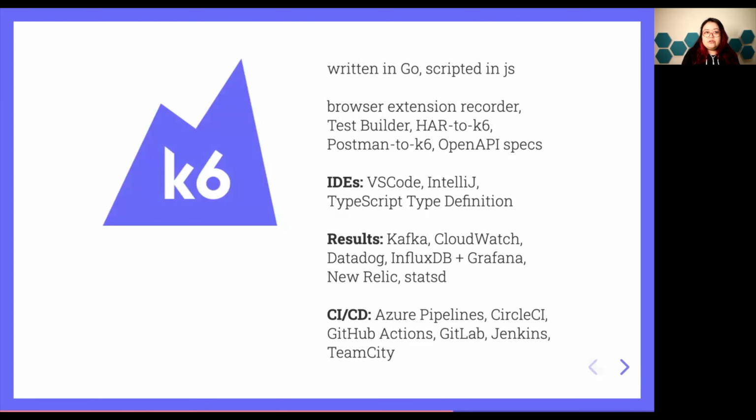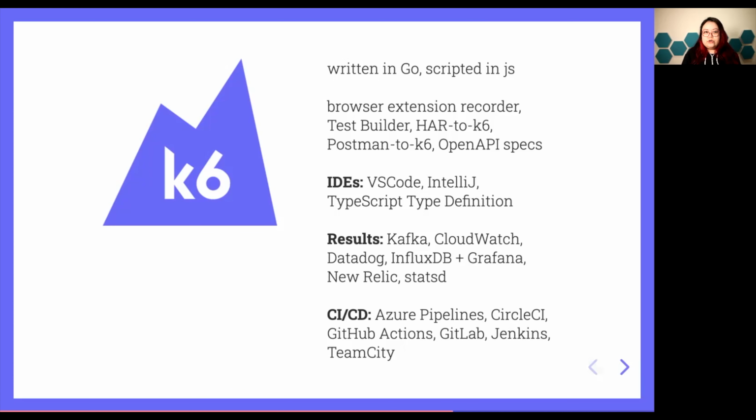K6 is written in Go, which has huge performance benefits as a programming language at a fundamental level over something like Java. Instead of scripting in Go, though, JavaScript is what you'll actually be scripting in with K6. And we chose that because it's nearly ubiquitous for web apps, as well as some test tools that you might already be familiar with.